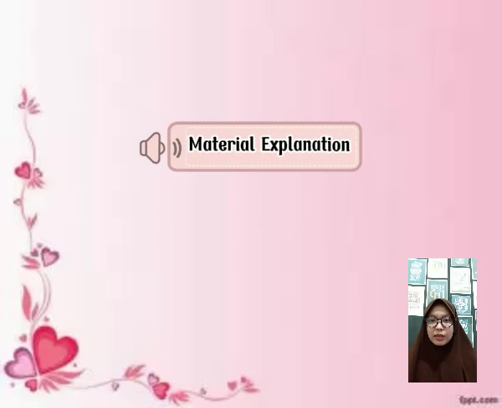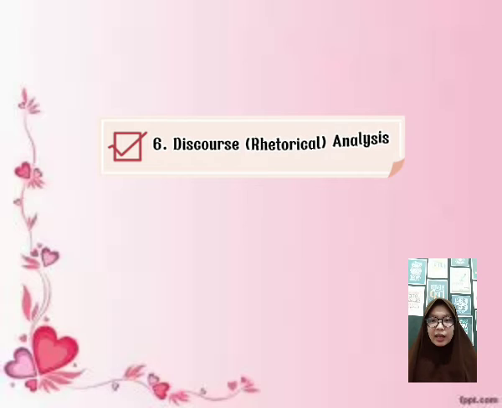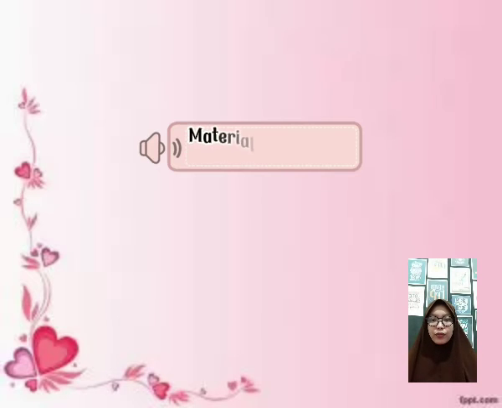Functional concerns social behavior and reflects the goals of the speaker or writer, while notional reflects the way that language is in the human mind. Six, discourse rhetorical analysis. The context of the sentence is also important to determine the meaning. The meaning in a sentence can be the same but in a different context. In other words, language has meaning for other purposes.